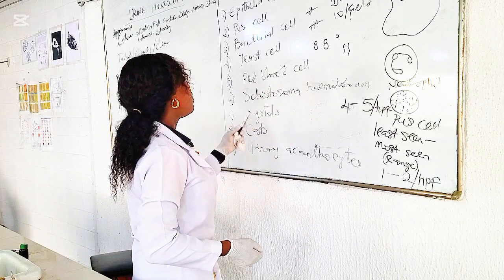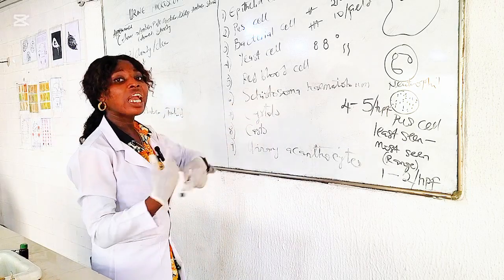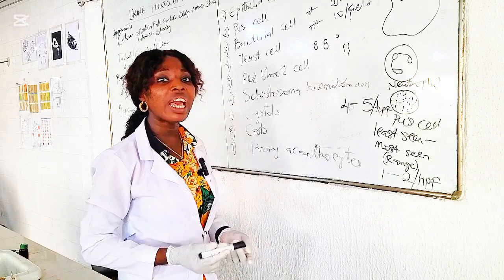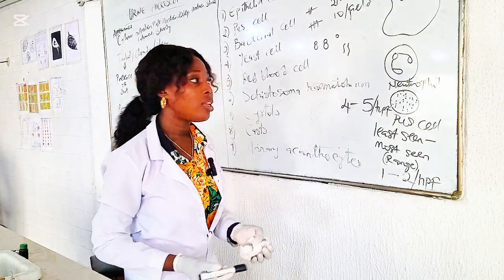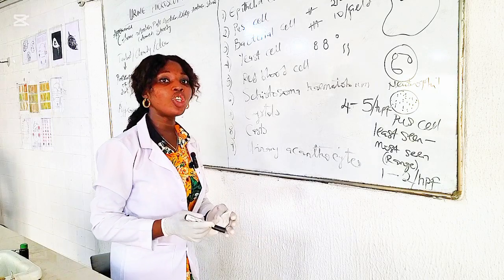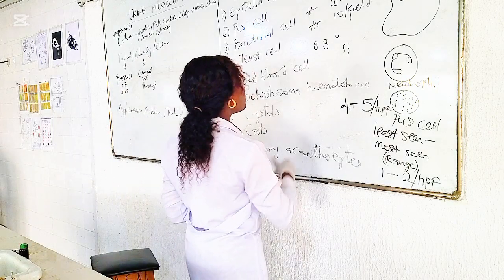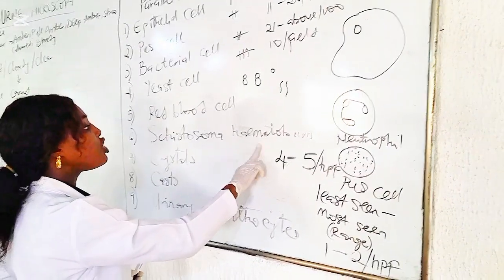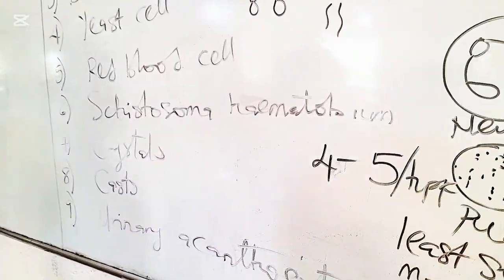Now when you find red blood cells in a urine sample, it can be indicative of parasitic infection. Or if it's a female that is menstruating, you can also find red blood cells there. So these are just some of the conditions where you can find red blood cells present in a urine sample. I already told you about Schistosoma haematobium. This is the Schistosoma species that is found in urine samples.